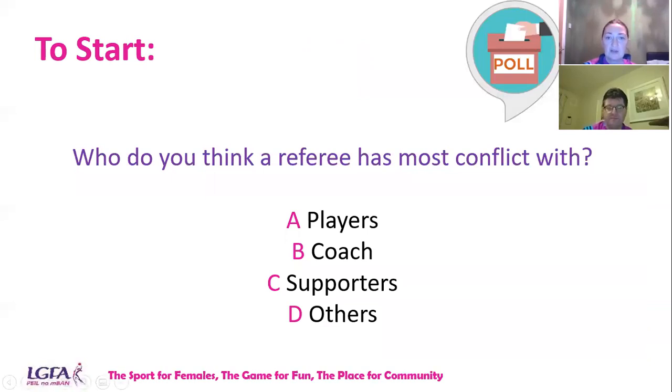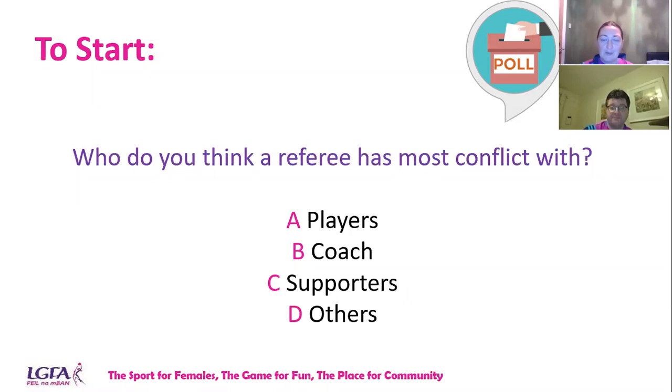So just to get you started and get you thinking straight away, I'm going to put up a poll and I want you to answer. The question's really easy. Who do you think a referee has the most conflict with? If you're a referee yourself, who do you think they have the most conflict with? Is it the players, coach, supporters, or others? I'll give you a few seconds to answer. They're coming in thick and fast. Hopefully there'll be buttons in front of you and you can click away. Let's give you 5 more seconds. 3, 2, and 1. So overwhelmingly the coach.